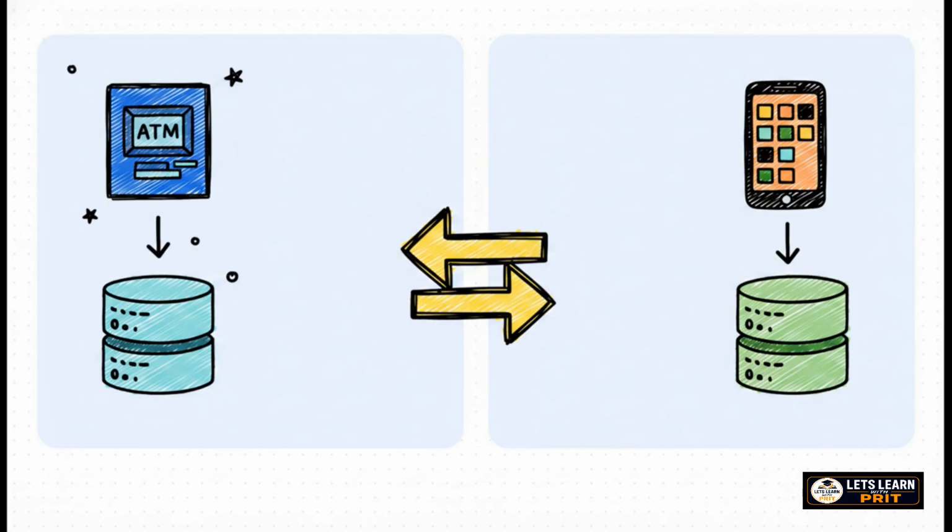If you deposit money at an ATM, which updates node A, and then instantly check your balance on your mobile app, which is reading from node B, well, if the data isn't perfectly consistent yet, you're going to see your old balance and absolutely panic. So showing the exact same data across every single node at the exact same second is a massive challenge.